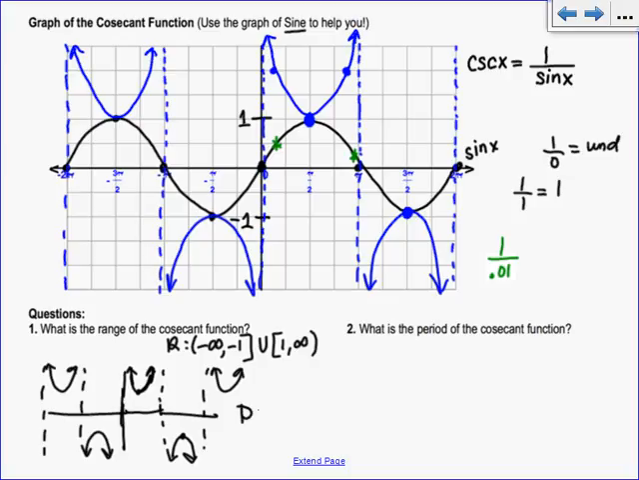What if I ask for the domain? I think I did on the other page, but the domain is what? X can't be what numbers? Can't be pi, 2 pi, 0. So I'm going to say 0 plus pi k, or you could just write pi k. X is not allowed to be pi k, any integer multiple of pi. What's the period? Where does it start repeating? 2 pi, just like the sine function, right? Whatever the period was for sine has to be the period for cosecant, because it's the reciprocal of it.